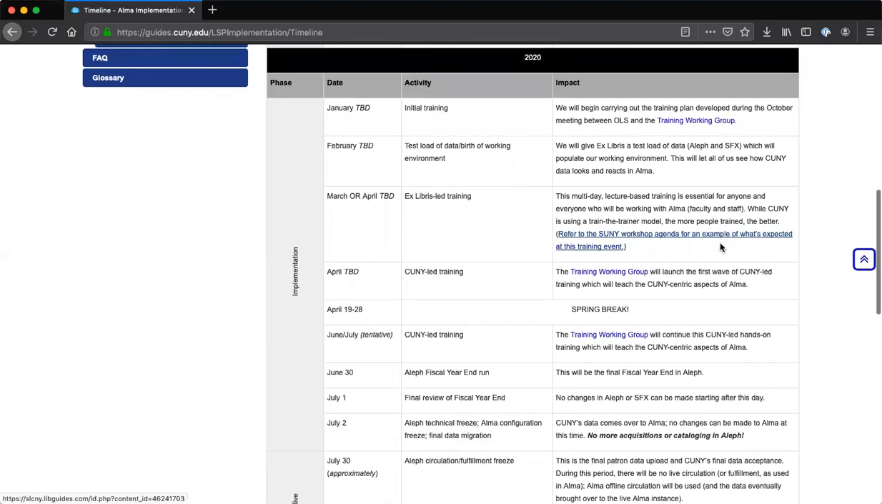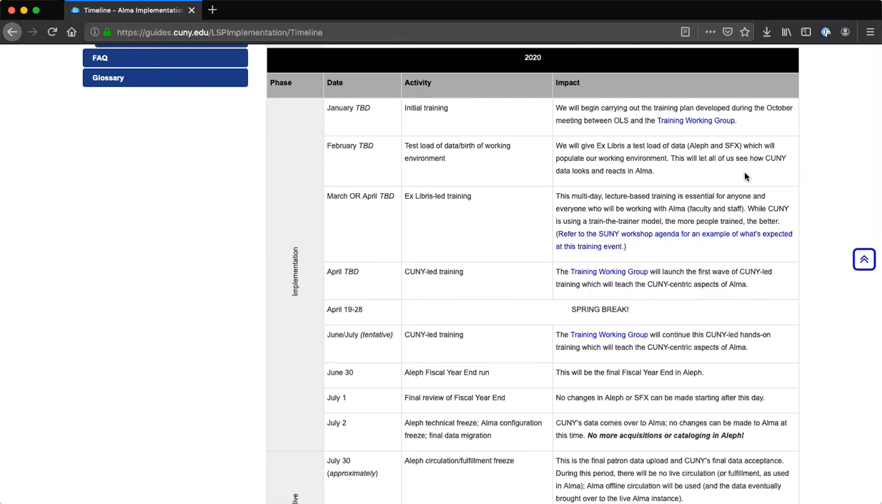And then that brings us to 2020, and we are still in the implementation phase. In January, this will be when we will start that initial, potentially self-guided training, but we'll still talk about that with the training working group and share the details with you when they become available.